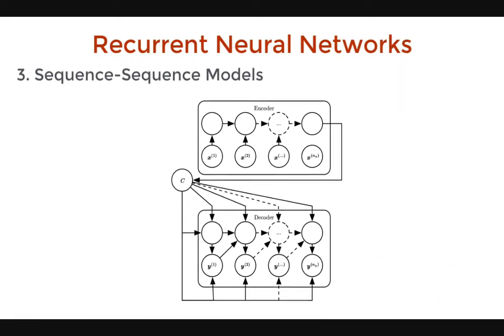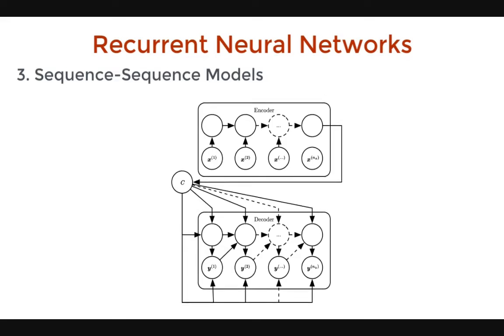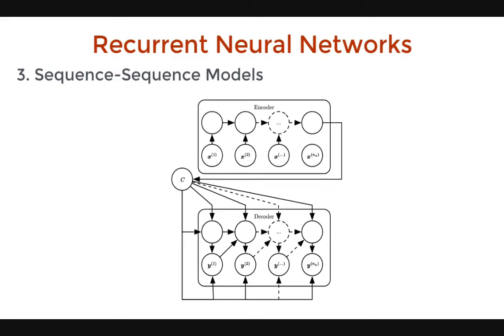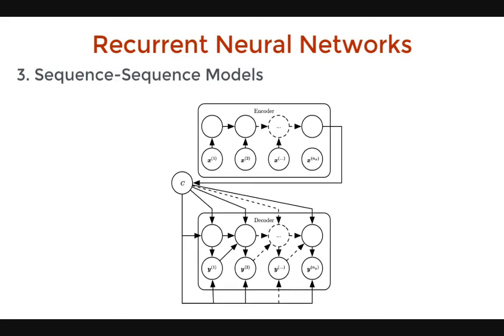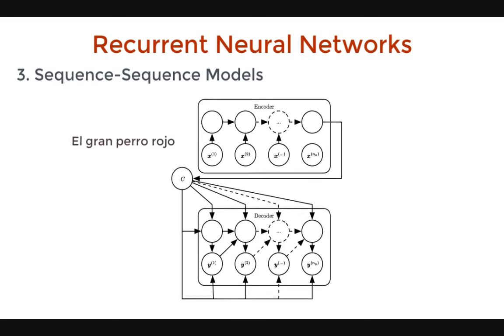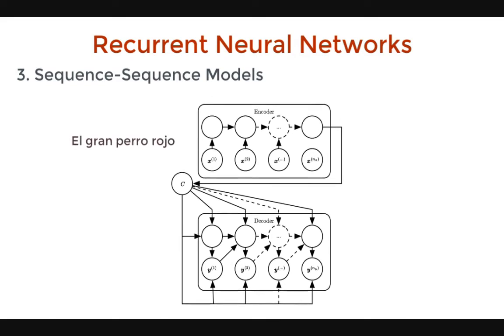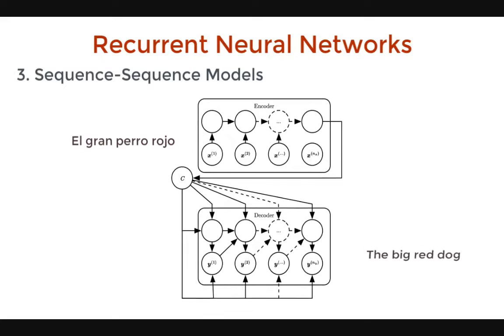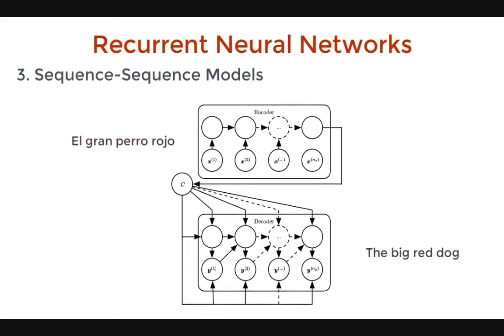Sequence-to-sequence models are the more popular variant, and these neural networks take in a sequence as input and output another sequence. So, for example, language translation. The input could be a sentence in Spanish, and the output is the translation in English.